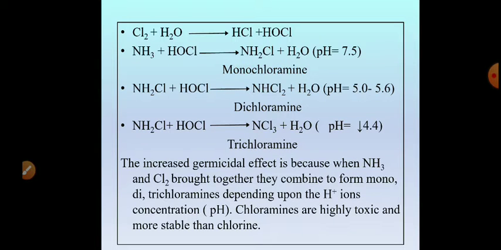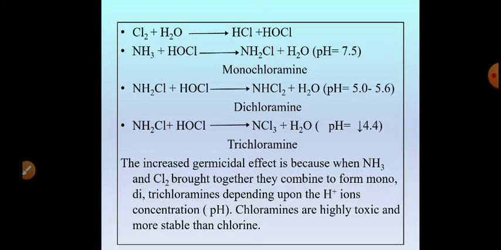Now, you can see the reactions. Chlorine first combines with water to form HCl and hypochlorous acid. Then, ammonia reacts with HOCl to form monochloramine, NH2Cl, at pH say 7.5. The monochloramine again combines with HOCl to form dichloramine at pH 5 to 5.6.